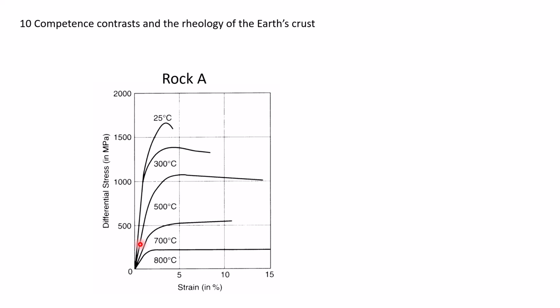At higher temperatures, we see that the curve is shifting, and lower differential stress is required to allow plastic flow in these rocks. In the granulite facies at 800 degrees, we see at about 200 megapascal differential stress, we achieve steady state ductile flow.